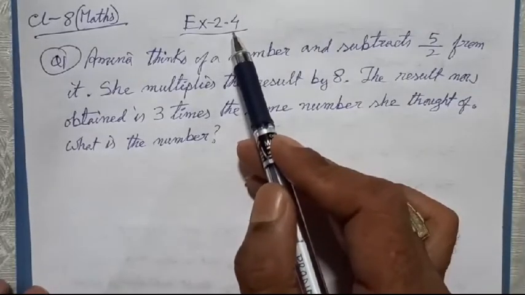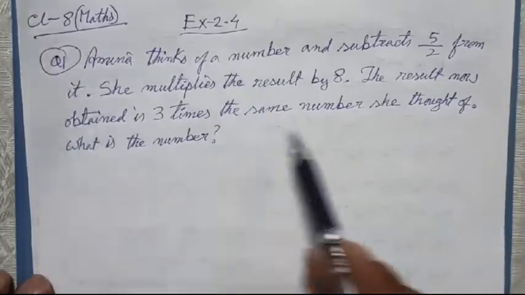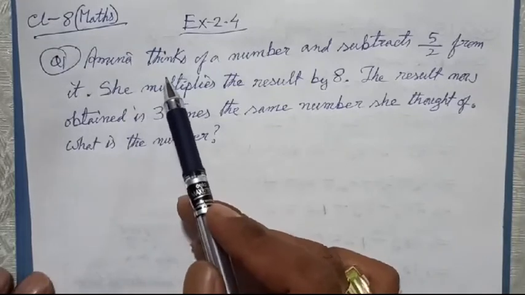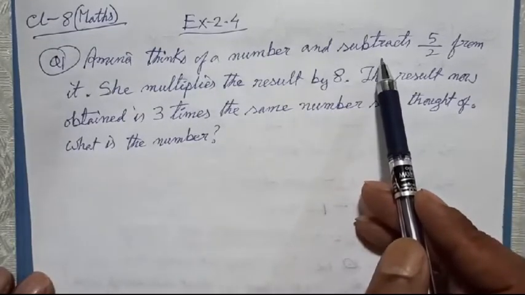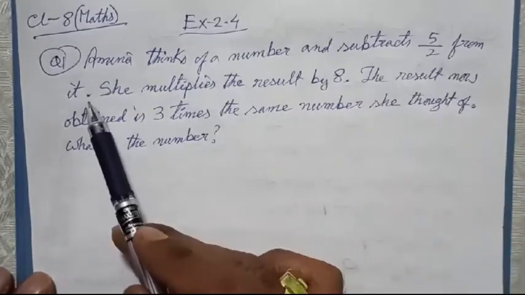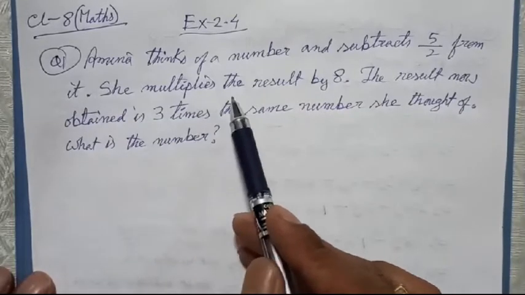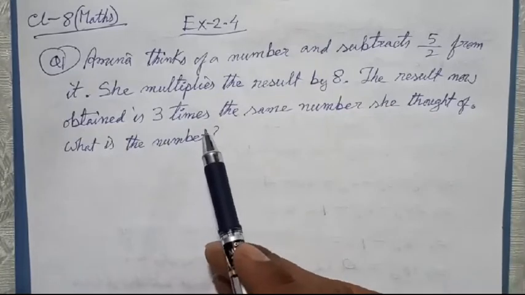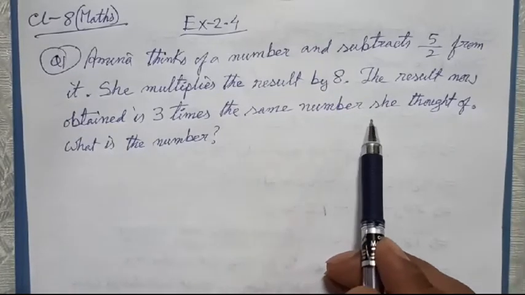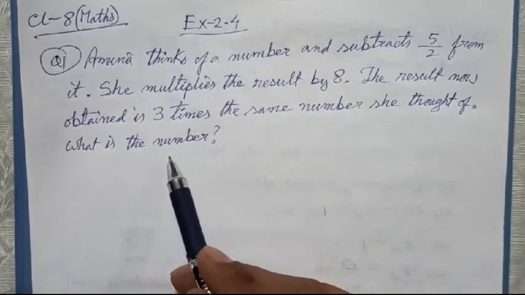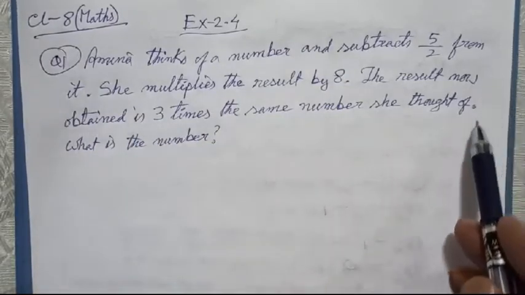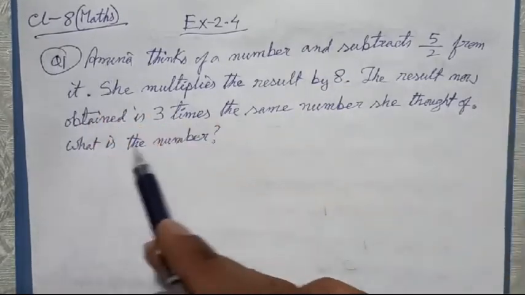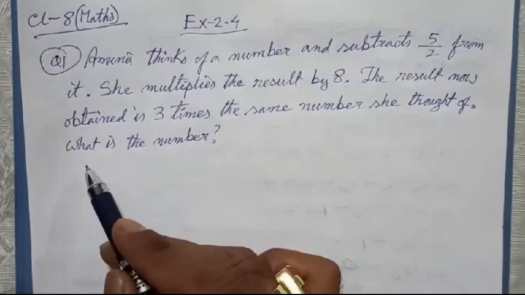Exercise 2.4, question number 1. Let's study the question. Amina thinks of a number and subtracts 5 by 2 from it. She multiplies the result by 8. The result now obtained is 3 times the same number she thought of. What is the number? We need to understand the question nicely, so let us study the question once again.